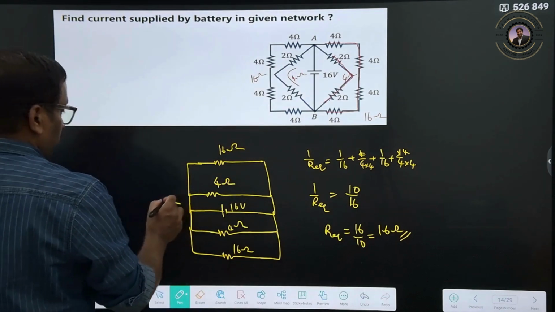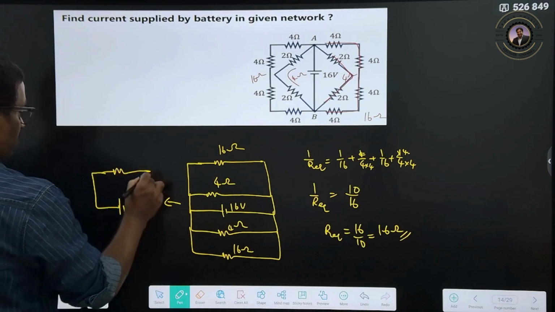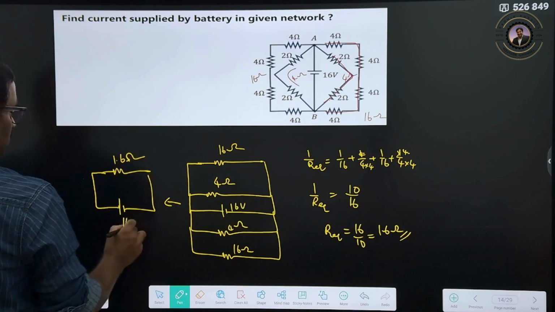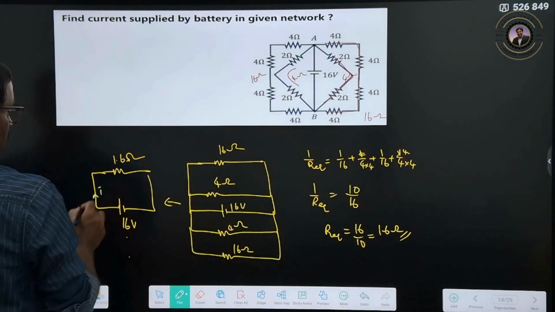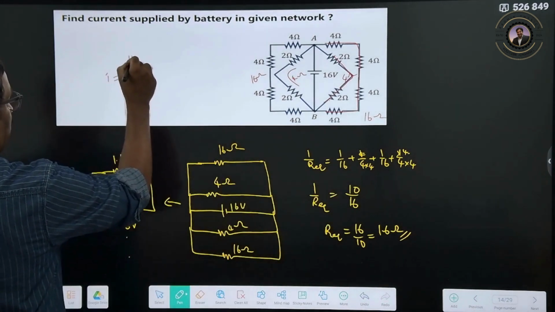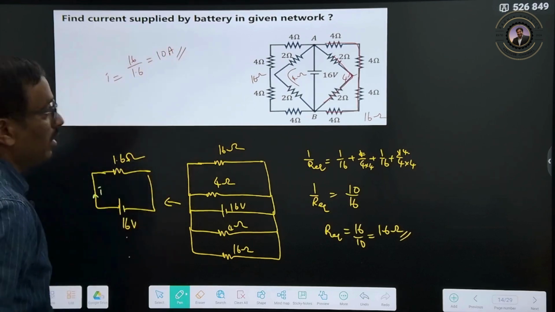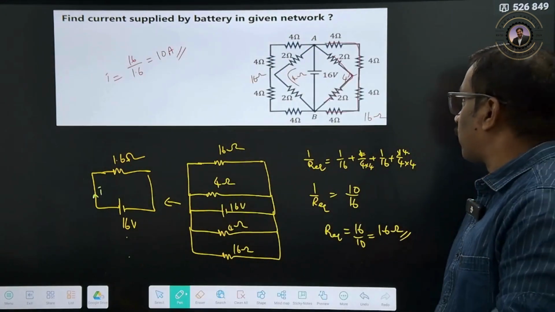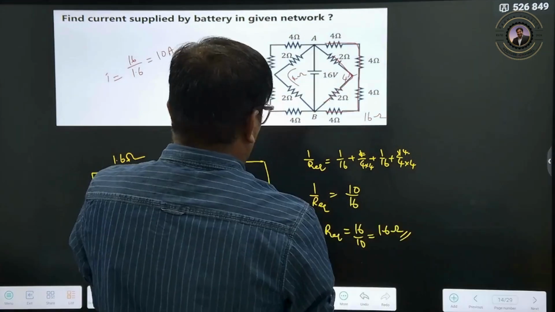So now we have one battery here, with 1.6 ohms and 16 volts. What will be the current here? The current can be written as 16 volts divided by 1.6, therefore 10 amperes of current will be drawn from the battery. So by seeing the circuit, don't panic, just observe it, so that you can solve it very quickly.